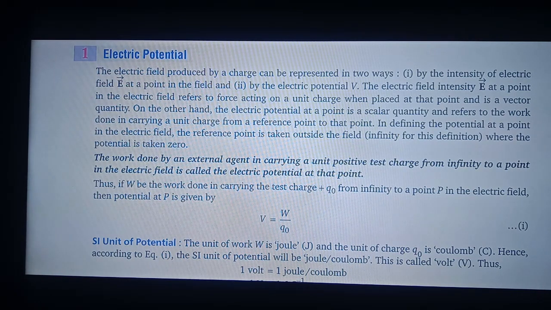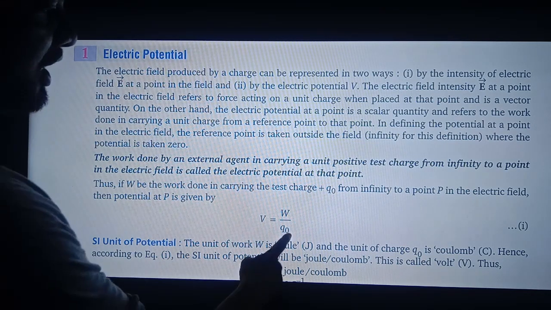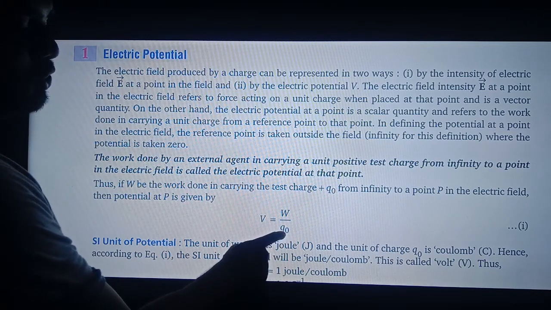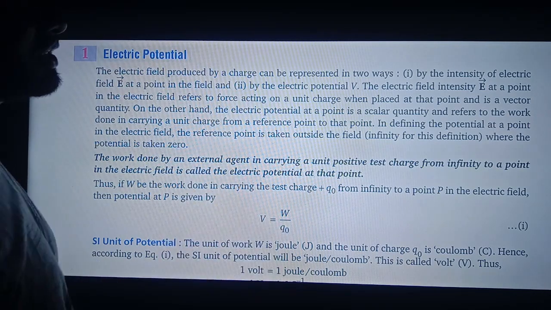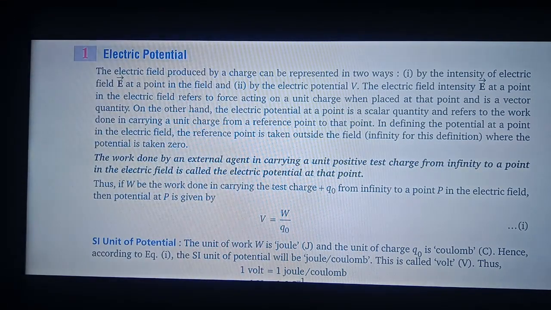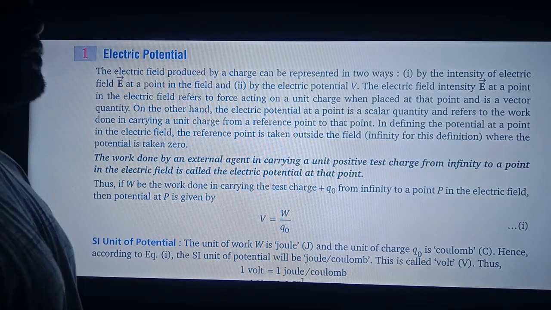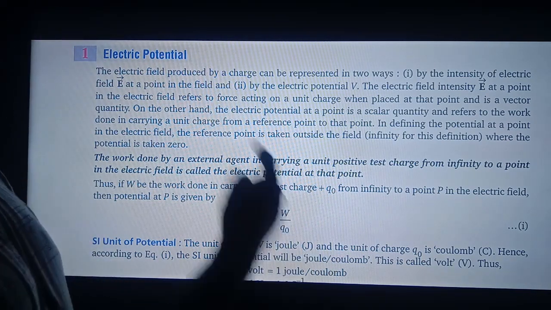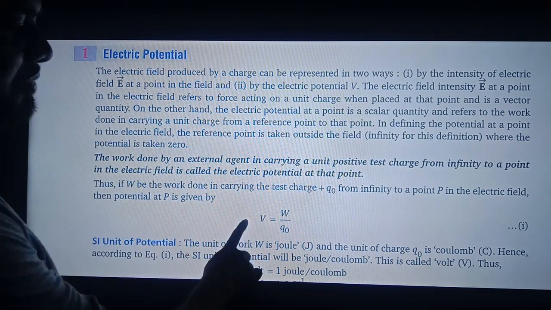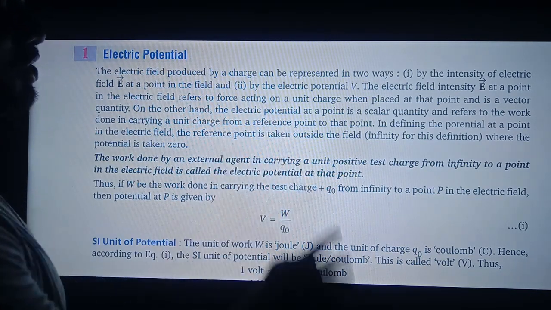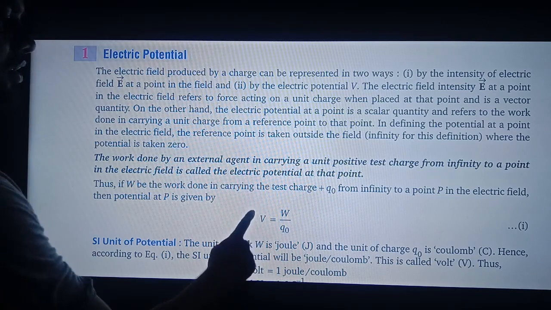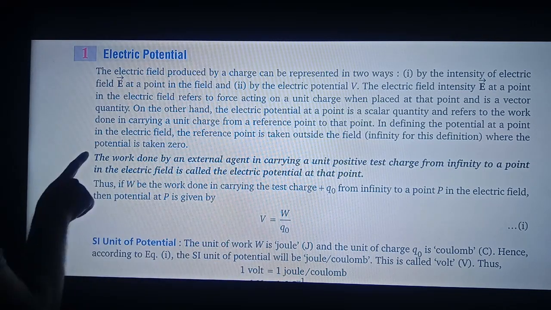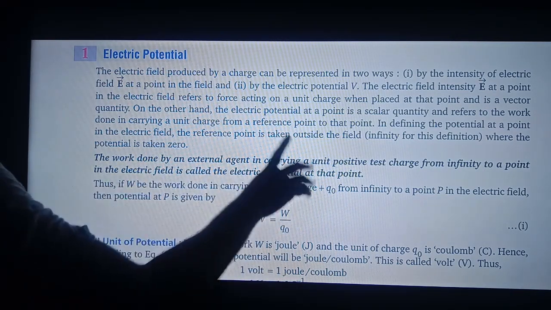near another charge. So suppose that we have to bring a charge Q naught. It is called unit positive test charge, near another charge Q, and we have to do a work W. Then the potential of the charge will be equal to W upon Q naught. So you have to learn this formula and this bold letter definition.